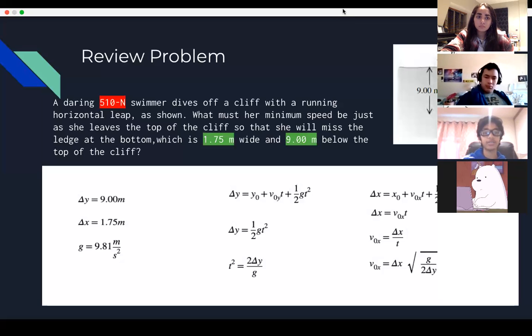And so all we need to find is, we know that she has to travel 1.75 meters to the right, and we know that she's going to fall 9 meters. And we know that distance in the x direction is velocity times time.